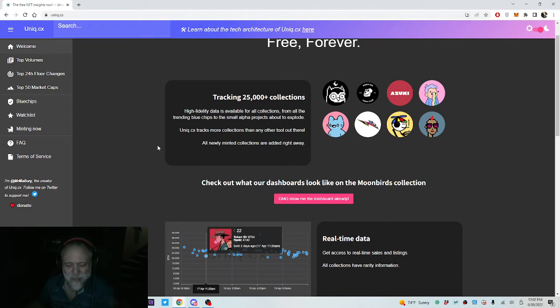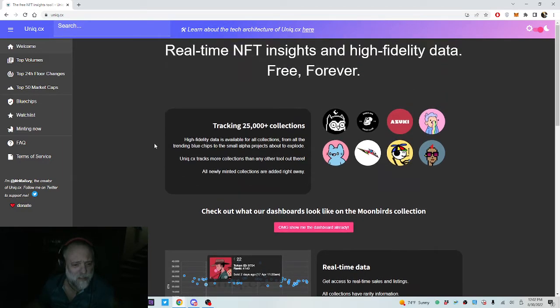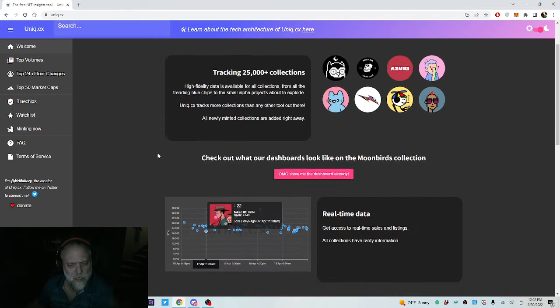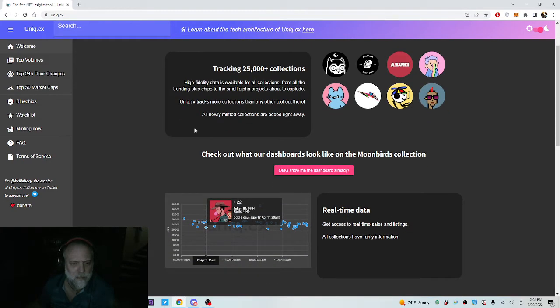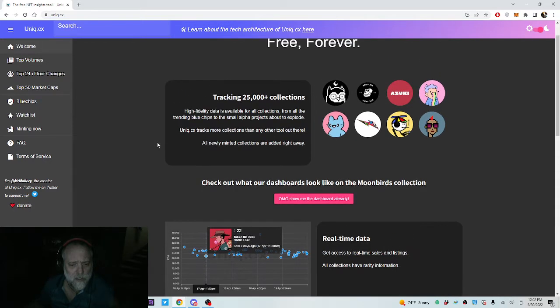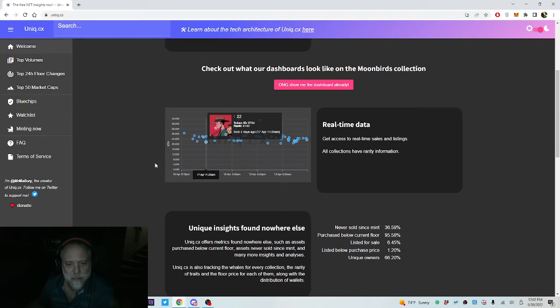Well, that's quite the assumption, because I think Gems tracks quite a few, and I know Icy Tools tracks quite a few as well. I suppose if Uniq tracks Polygon chain as well, that would be pretty cool, but I haven't seen Polygon stuff on it yet, so I would have to say you've got to take that assumption with a grain of salt. All newly minted collections are added right away. Well, that's kind of nice.